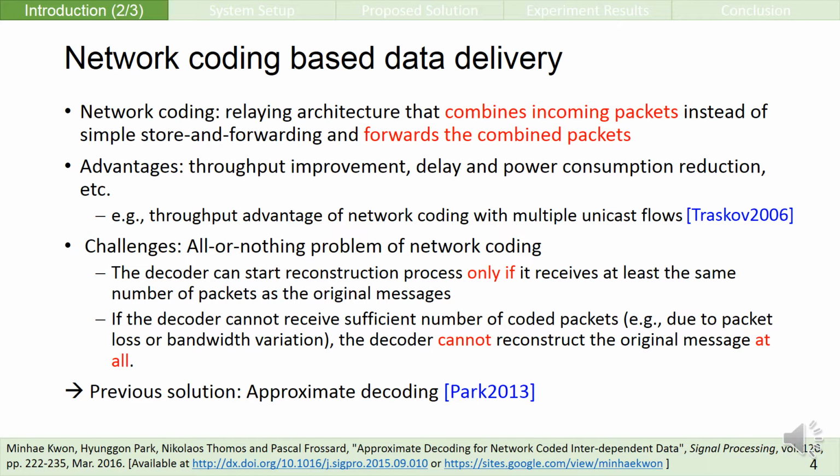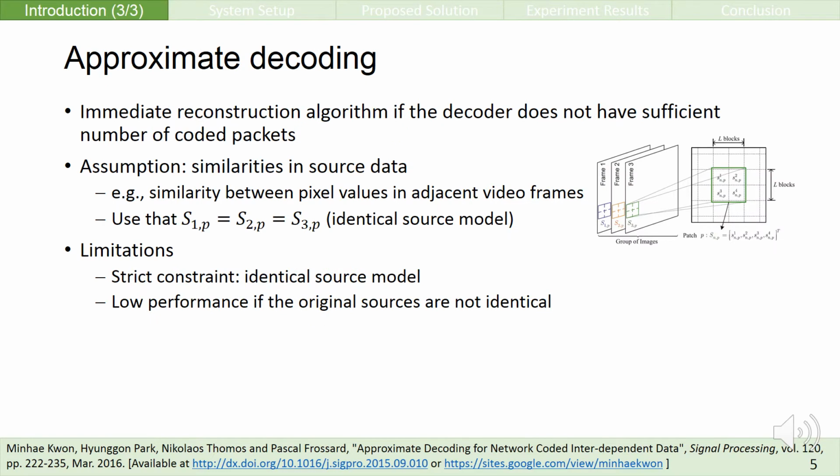In order to overcome this problem, approximate decoding is proposed. Approximate decoding allows immediate reconstruction even though the decoder doesn't have a sufficient number of coded packets. However, approximate decoding relies on a strong assumption of a source model. Source data are assumed to have a high similarity.